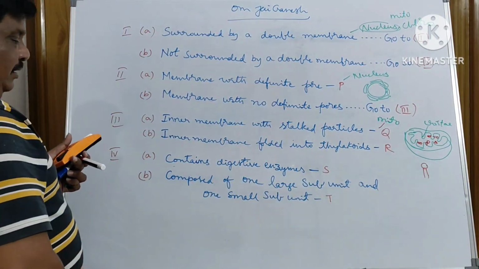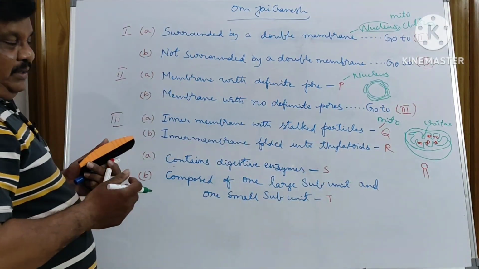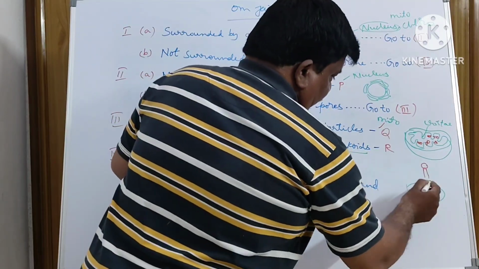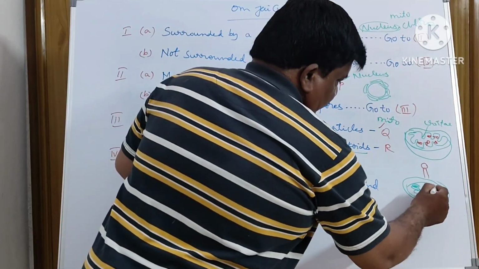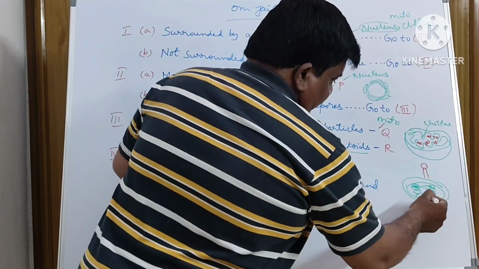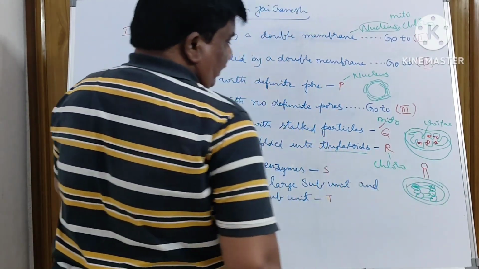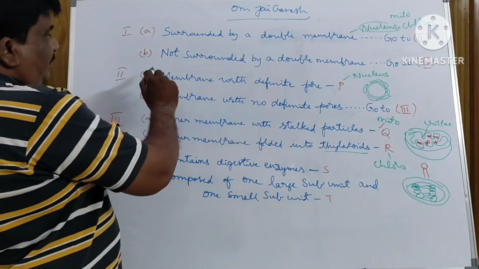Mitochondria. Next one, inner membrane folded into thylakoids. By seeing this word thylakoids, we can say that is nothing but chloroplast. Only chloroplast has thylakoids. So thylakoids are there in the chloroplast. So this is nothing but R. R is chloroplast.